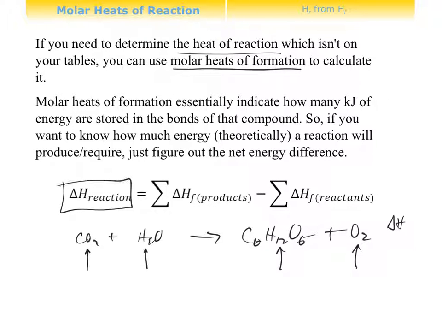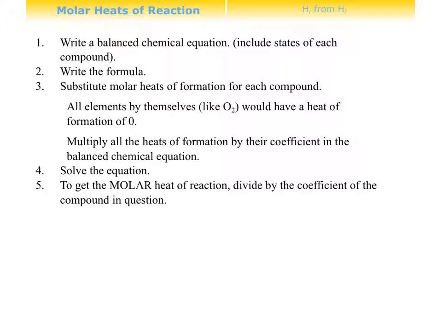To figure out the heat of reaction for any reaction, this symbol here means add up. So add up all the products, add up all the reactants, and subtract them. Okay, so let's try a couple of quizzes where we do that. I guess maybe I should give you some rules first. So here are some rules. First, write a balanced chemical equation, including states, because some compounds have different heats of formation depending on their state.